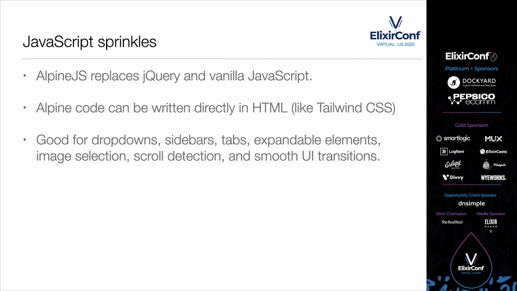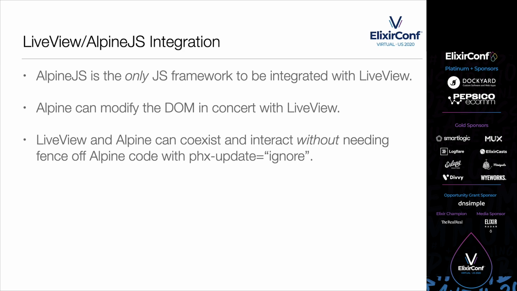Alpine is a front-end development framework for adding JavaScript behavior to your HTML markup. You can think of it as a replacement for jQuery and vanilla JavaScript. It is useful for things like drop-downs, sidebars, tabs, expandable UI elements, image selection, scroll detection, and smooth UI transitions. Alpine is the only JavaScript framework to be integrated with LiveView.